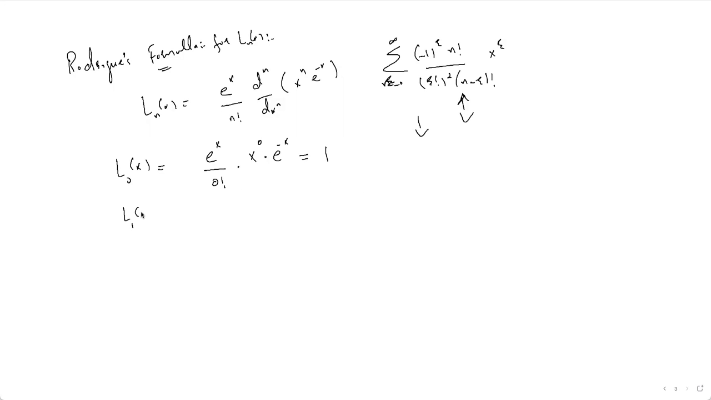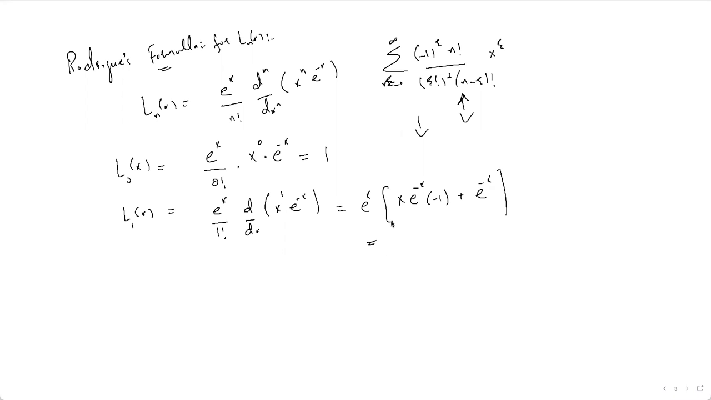Let us try to find the second Laguerre polynomial, L_1 of x. I have to substitute. It will be e to the power x divided by 1 factorial, then d by dx with n equal to 1, of x raised to power 1 e to the power minus x. So this is simply e to the power x, then I have to find the derivative of this equation. This is x e to the power minus x into minus 1, plus e to the power minus x.